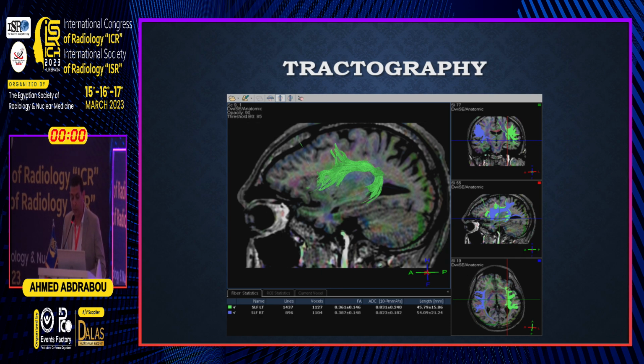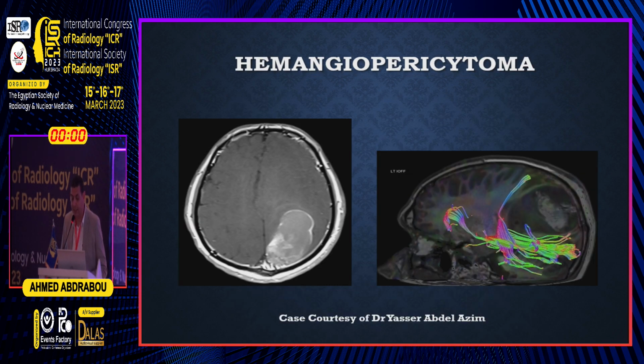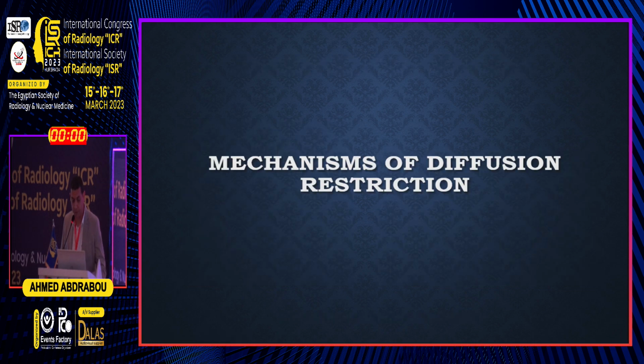And here is an example of an arcuate fasciculus, which connects the Broca's and Wernicke areas in the language pathway. And here is an example of a case of hemangiopericytoma in which this large lesion caused displacement of the inferior occipitofrontal fasciculus, as you can see here, and also made a separation between the nerve fibers.